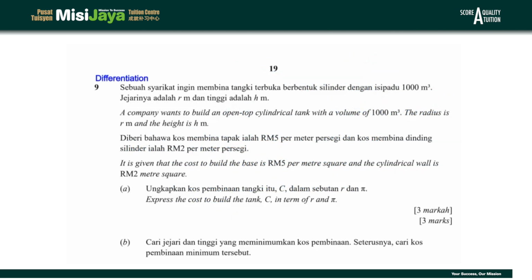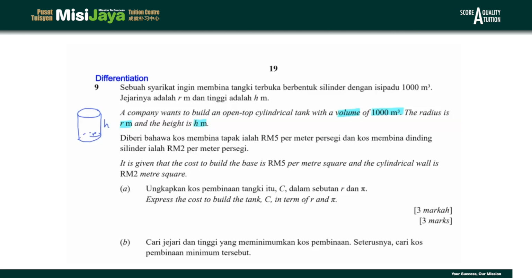Let's look at question number 9. So this is on differentiation. A company wants to build an open-top cylindrical tank with a volume of 1000 meter cube. The radius is r meters and the height is h meters. Okay, so if I were to sketch this out, it will look something like this. So this is a cylinder, okay? So the radius is r and this is the height, h.